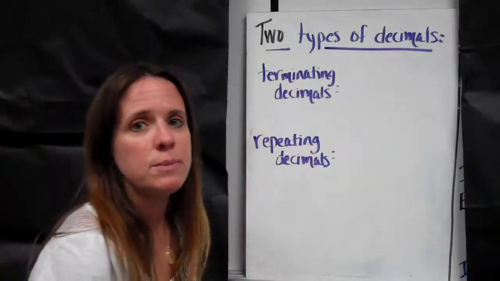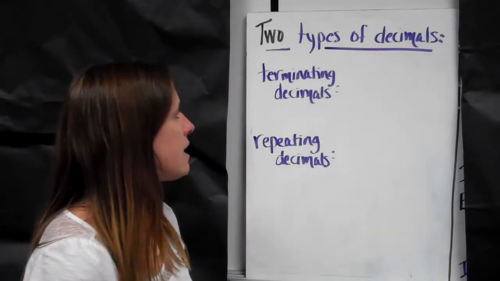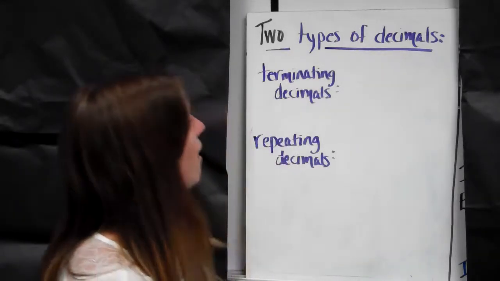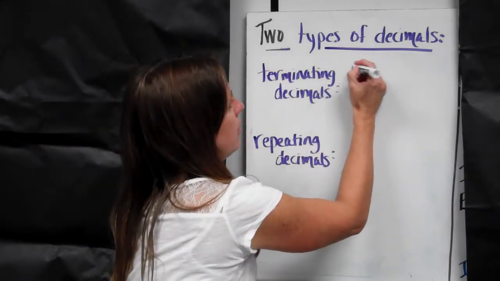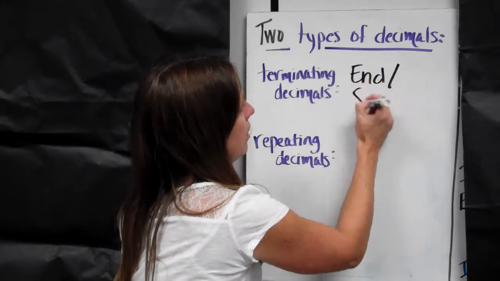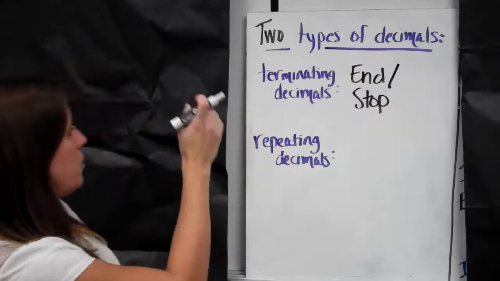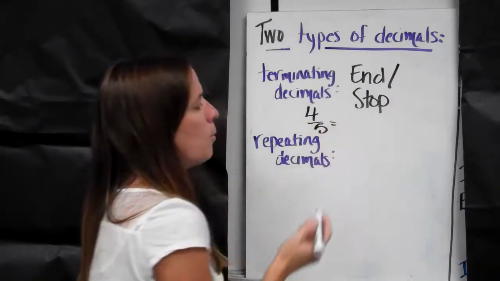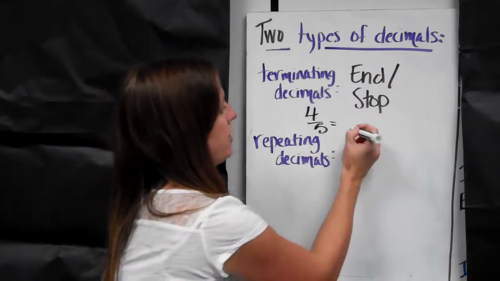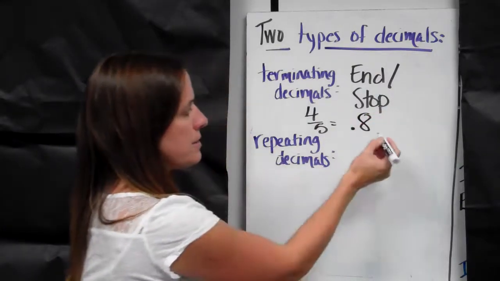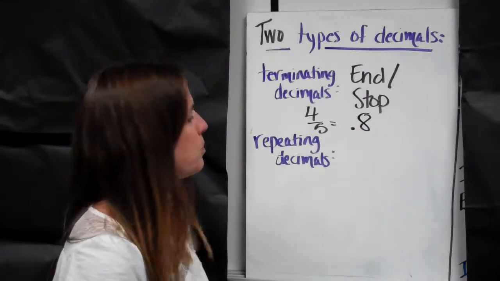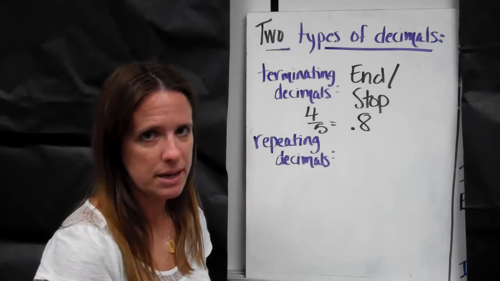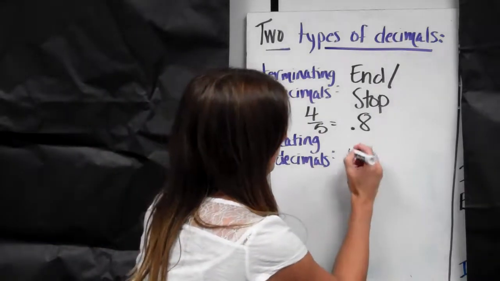We have 2 types of decimals that you're going to come across: terminating decimals and repeating decimals. Terminating decimals have an end. They stop. So just like on the previous slide with our 4/5, when we divided that to find the decimal equivalent, it was 8/10. There was an end, that 8 after the decimal point. Repeating decimals, on the other hand, are the opposite of that. They repeat. They go on and on and on.